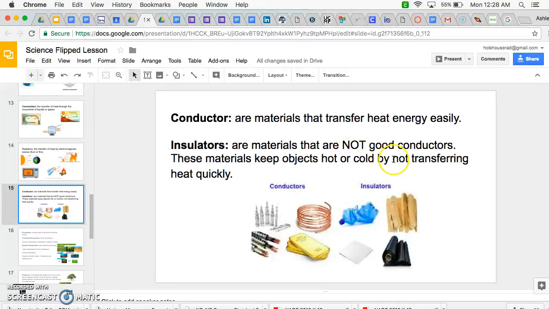Insulators are materials that are not good conductors. These materials keep objects hot or cold. Thinking back to my Yeti cup, it works by not transferring heat quickly, keeping it in or keeping it out. Examples are plastic, wood, and paper. See if you can name three other good insulators and three other good conductors. We know metals are good conductors. Challenge yourself to find some more conductors and insulators besides what's pictured in my slide. And that concludes our heat transfer review.